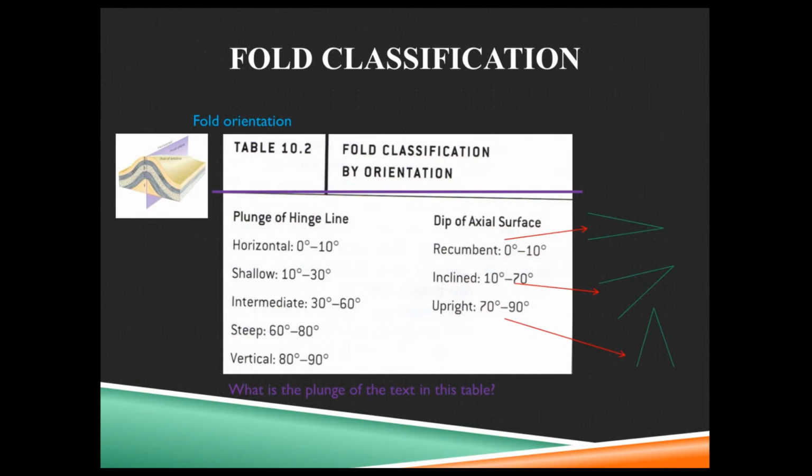Now, I've drawn it as an upright antiform. The angle could be at the bottom, and it could be an upright synform. But the point is that the axial surface, going right through the middle here, is up and down. The dip of that axial surface is between 70 and 90 degrees.